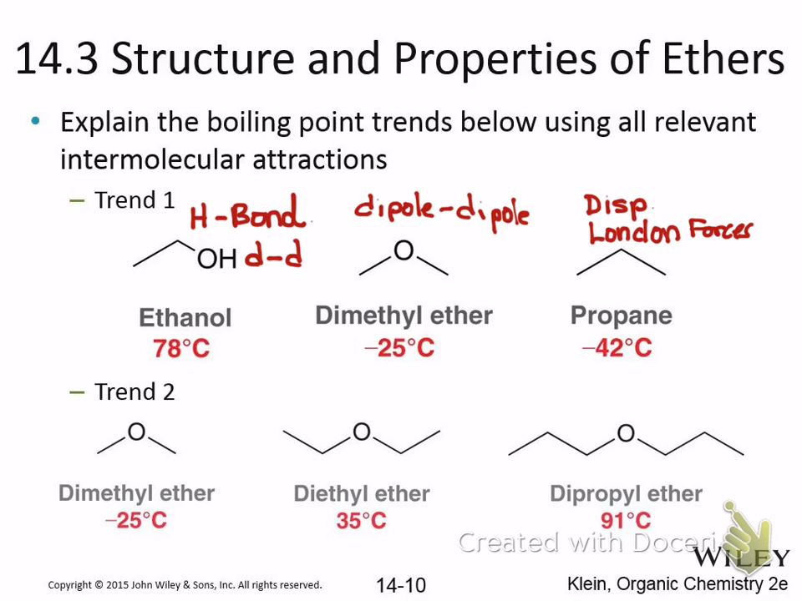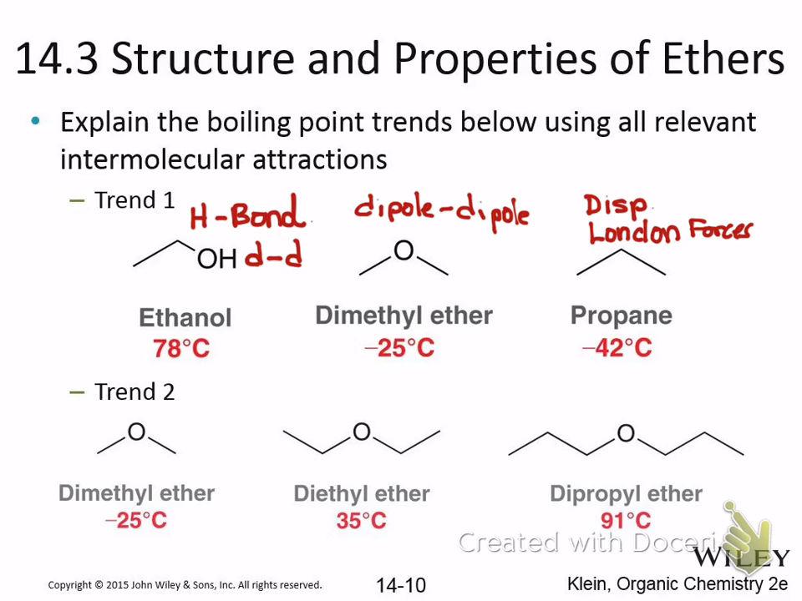If you look at a series of ethers, you have dimethyl ether at -25, but diethyl ether, the one that we use in lab, is 35 degrees Celsius. And then dipropyl ether is 91 degrees Celsius. So all three of these are governed really by dipole-dipole interactions and then increasing dispersion force.